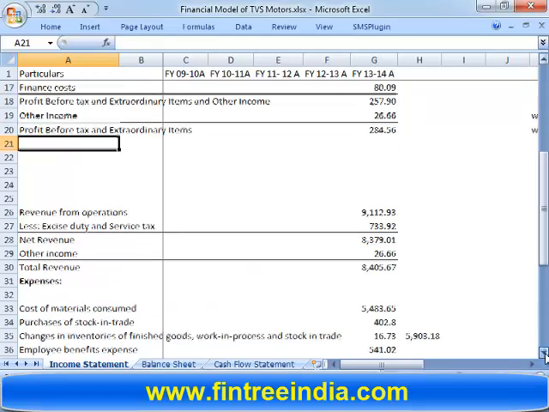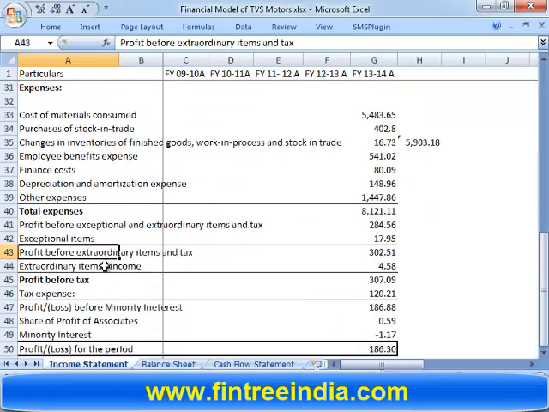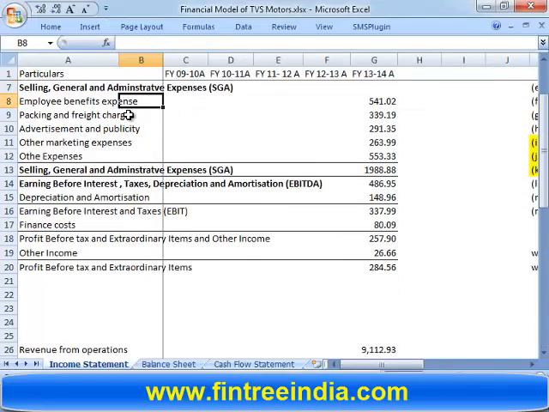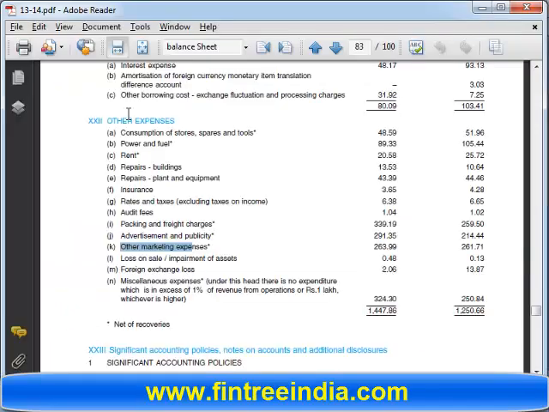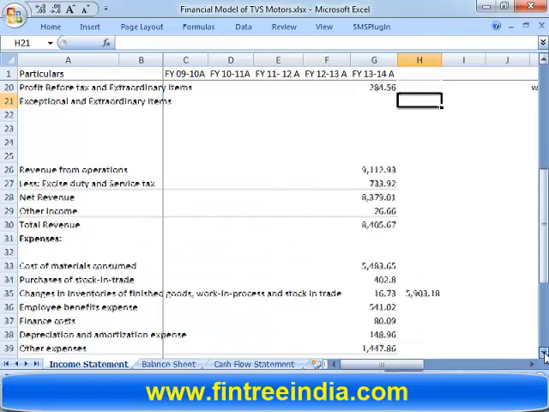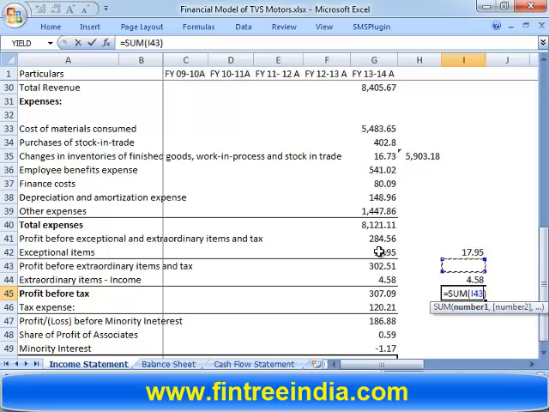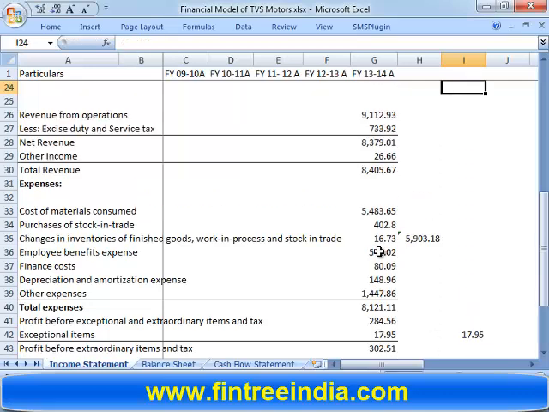Next, exceptional and extraordinary items combined, since smaller numbers not very significant. Exceptional and extraordinary items. So I'm going to take the addition of both the numbers. Exceptional 17.95, extraordinary 4.58, just adding them up, 22.53.